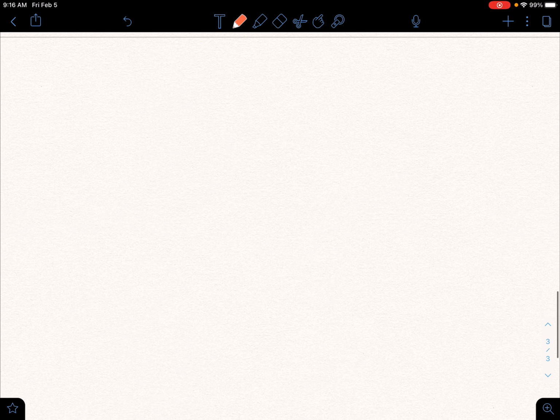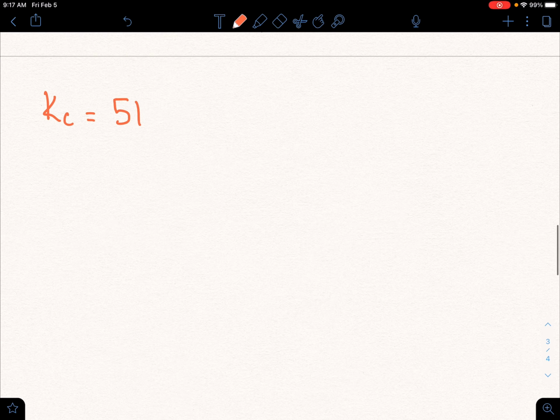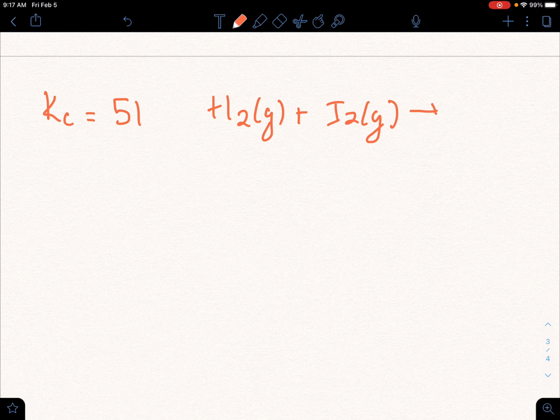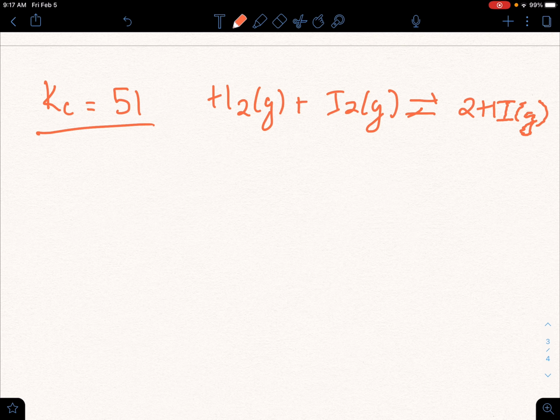Let's do a practice problem with that. Let's say they're giving us a Kc of 51. This is for a reaction that looks like the same reaction we did above, so we'll write it out one more time: H2 gas plus I2 gas is in equilibrium with 2HI gas. They give us the K value, and let's use different concentrations. Let's say I give you the concentrations.